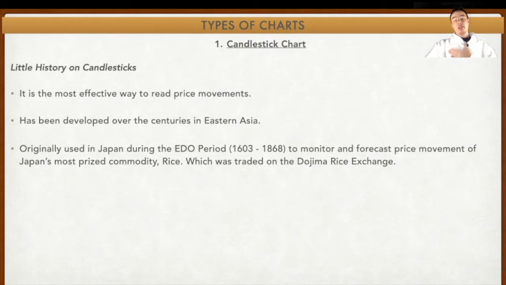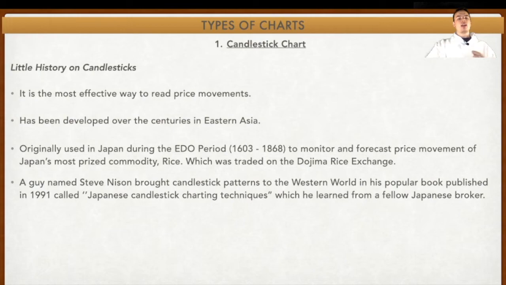Now, how did we get hold of the charts? It was thanks to one person, and his name was Steve Nison. He basically brought candlesticks from Japan to the westernized world, and you can look at it in his popular book. It is called Japanese Candlestick Charting Techniques, okay, which he developed in 1991. And he learned this sort of candlestick chart and these candlestick patterns from a Japanese broker in Japan, and then like I said, he brought it to us and shared his knowledge, and that's how we know it today.